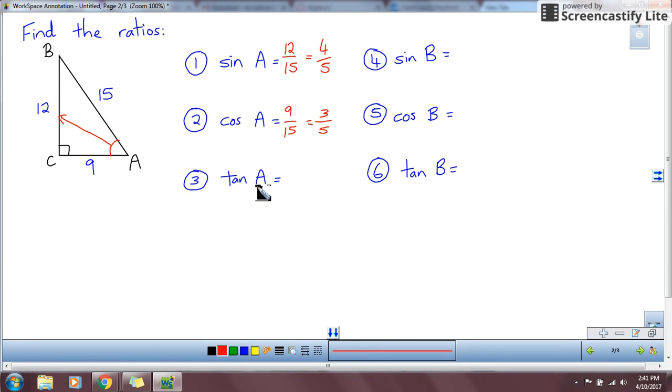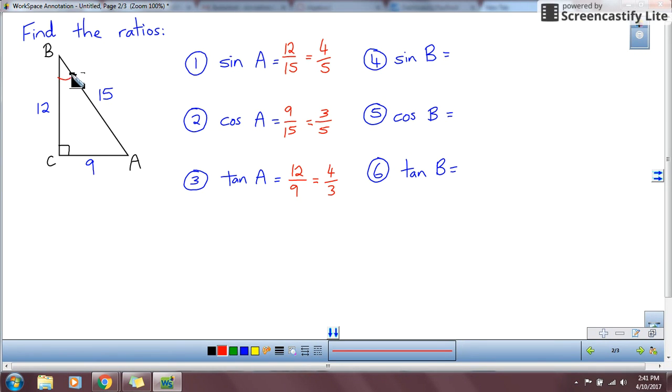Tangent of A is opposite over adjacent. So we've got 12 over 9, which becomes 4/3. So like I said on the previous slide, depending on the angle, right? So if I erase this really quickly, now we're looking from angle B.